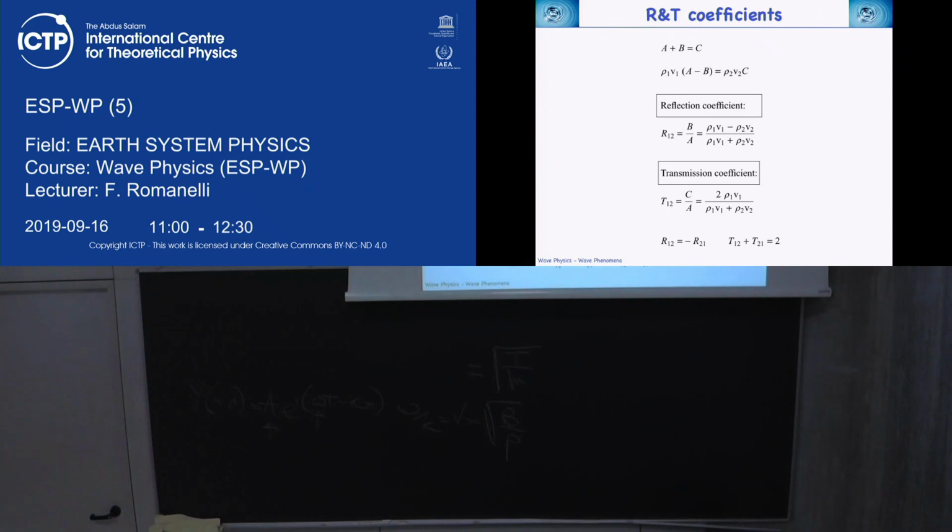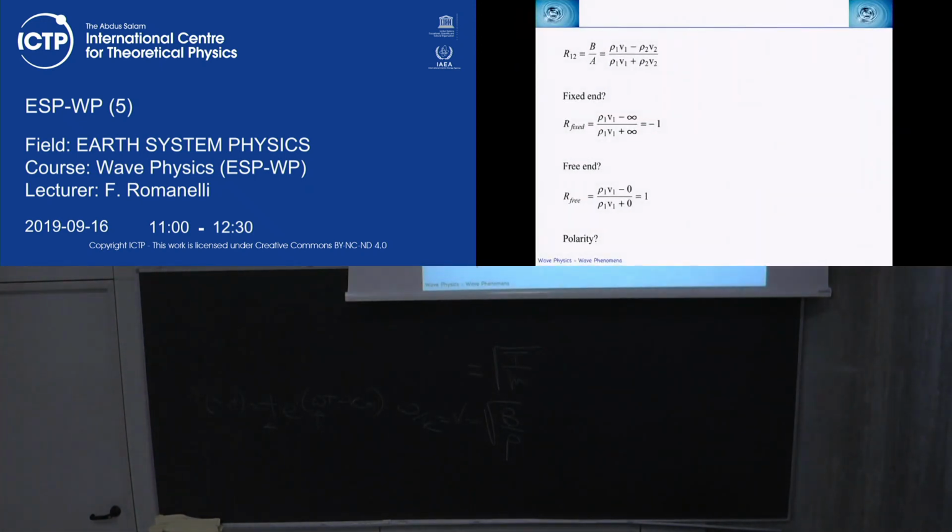Okay? Now, can you imagine two extreme cases here? Well, we could. Because you can imagine that one end is fixed. Now the second string is fixed. Well, in that case, the impedance is infinite. We cannot move it. If it is infinite, and you take this limit, what you get is -1. What does it mean? All the energy is reflected with a phase reversal. -1.